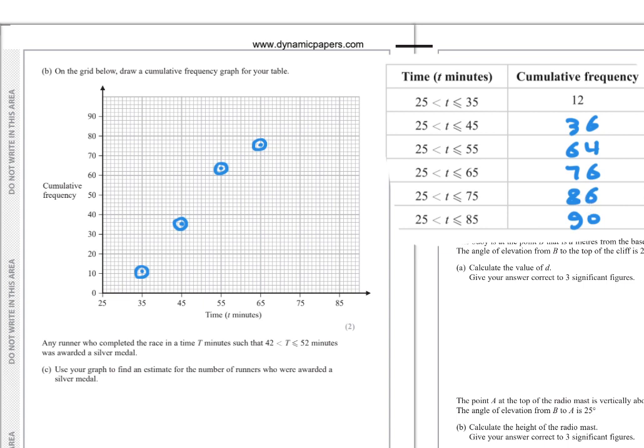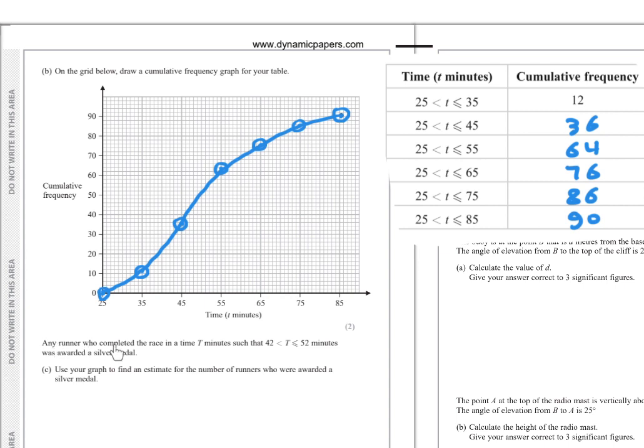75 and 86. And the last one, 85 and 90. Now join them with the origin. So, a smooth curve. This is our curve.